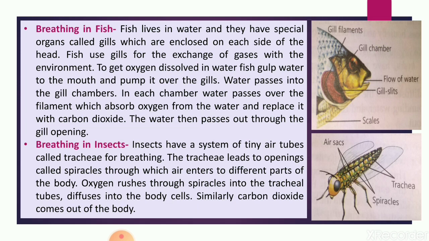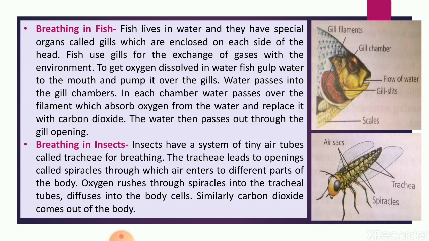So fish live in water, and fish have special organs for breathing, that is gills. Gills help the fish to use oxygen which is dissolved in water. Fish have gills on both sides of the head, and gills are covered with gill covers so that they are not visible from outside. For breathing, the fish use the oxygen dissolved in water. First of all, water is gulped by the fish through its mouth and sent over the gills.